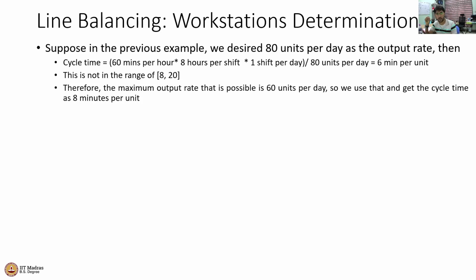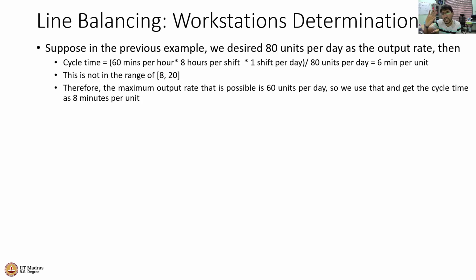Why is this important? Let's say I want an output rate of 30 units. Then appropriately I can determine my cycle time and create my groupings. Here I want to have the maximum output, and the maximum output is only possible at 60 units per day, and to achieve 60 units per day I need at least 8 minutes per unit, which is my cycle time.